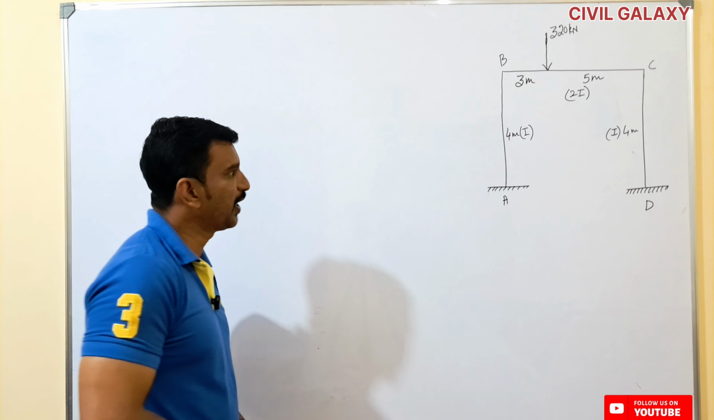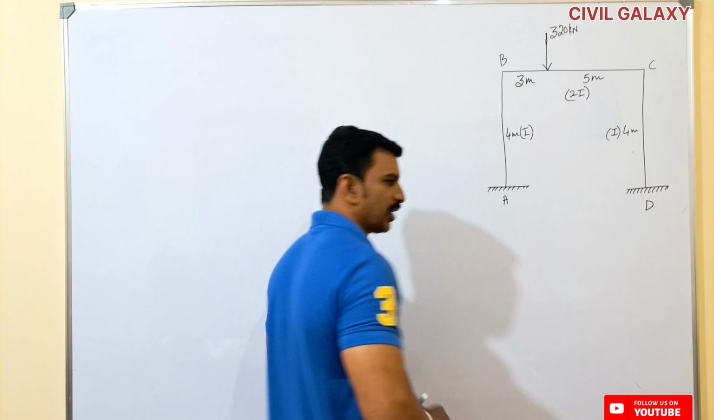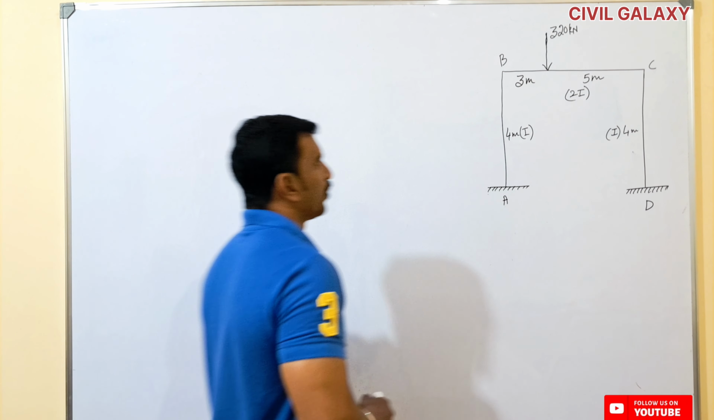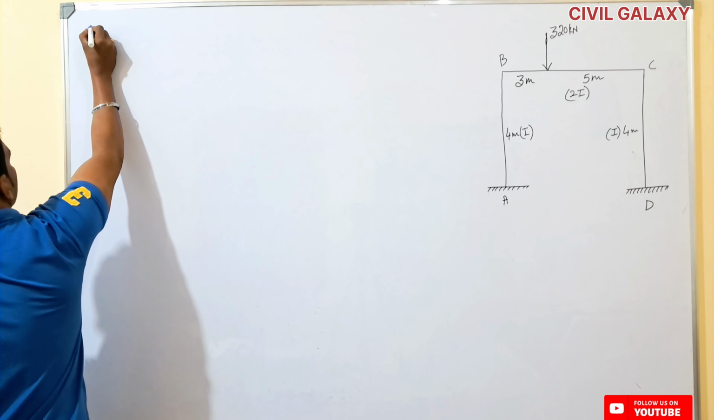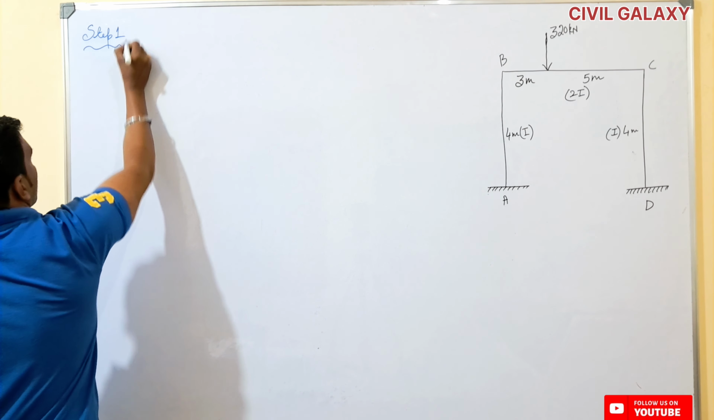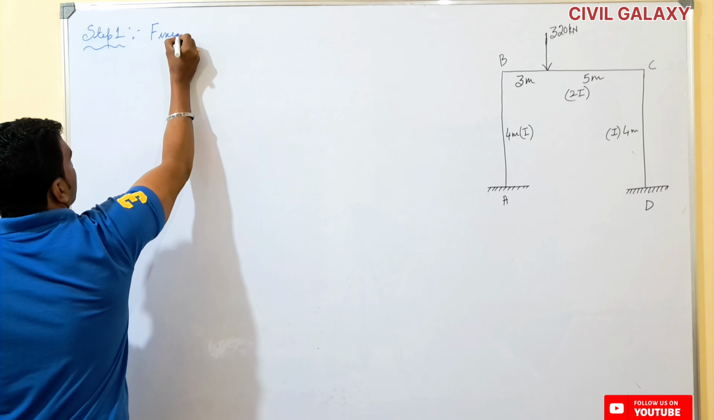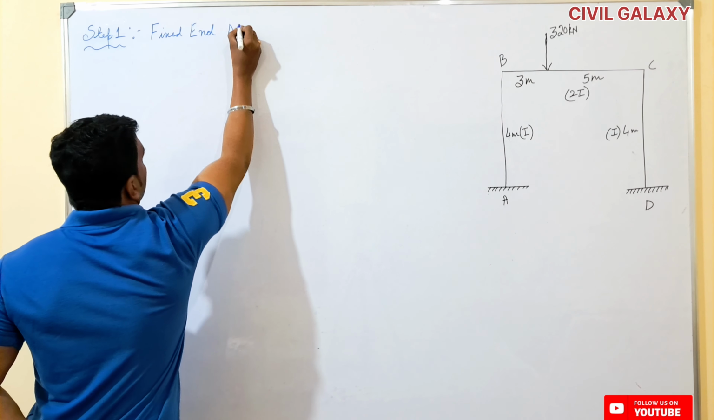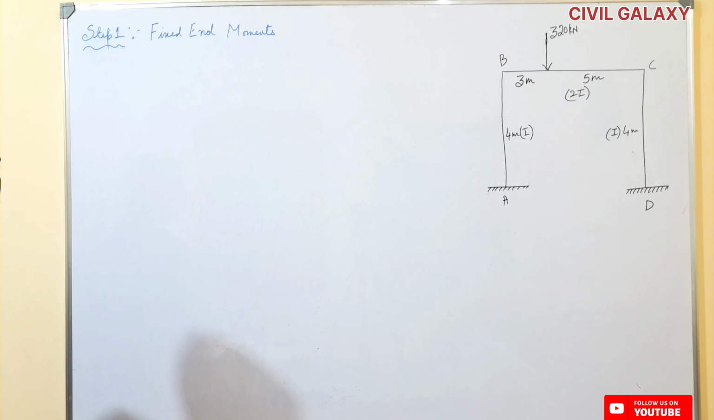From previous classes we have learned that whenever a frame is subjected to an asymmetric loading condition, that frame undergoes lateral sway. So in Kani's method, we have learned the first step in analysis will be to calculate the fixed end moments. So we need to calculate the fixed end moments.